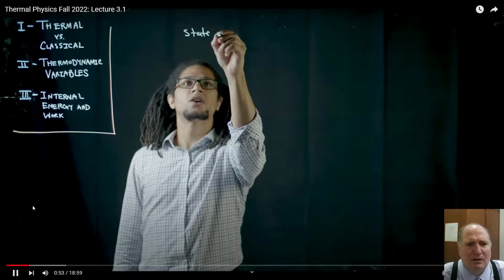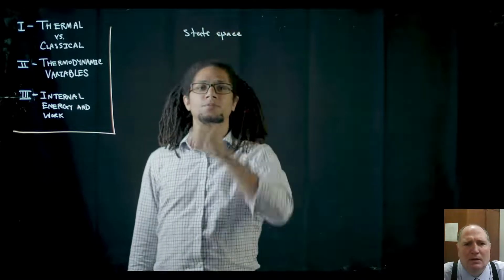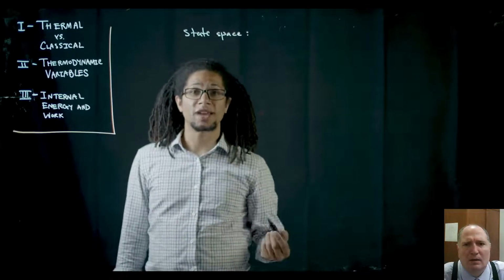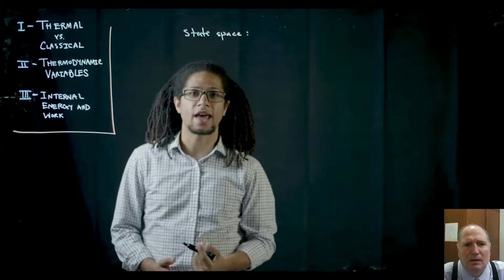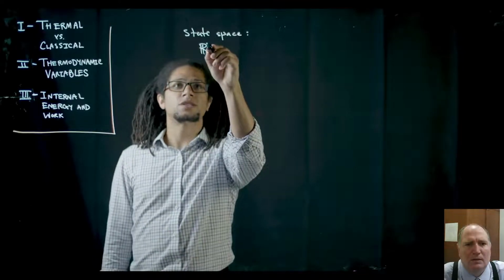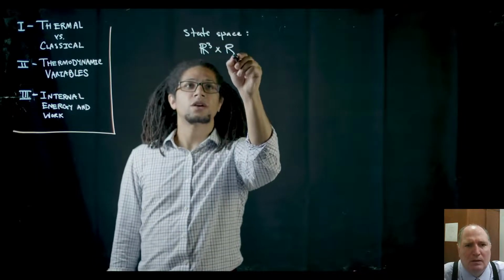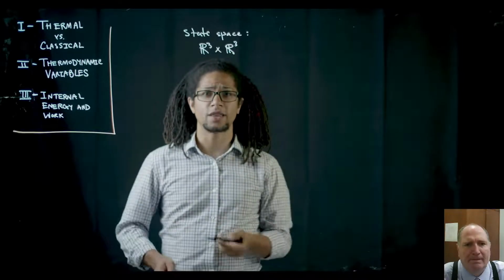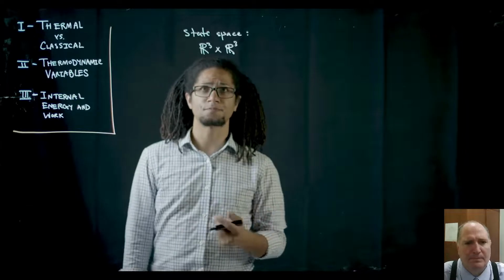About state space for a given particle. Well, that state space is going to be the space of possible positions and momenta that it has. Let's say that it's, for instance, in this case, R3 cross R3, where the first R3 is the space of positions and the second R3 is the space of momenta.